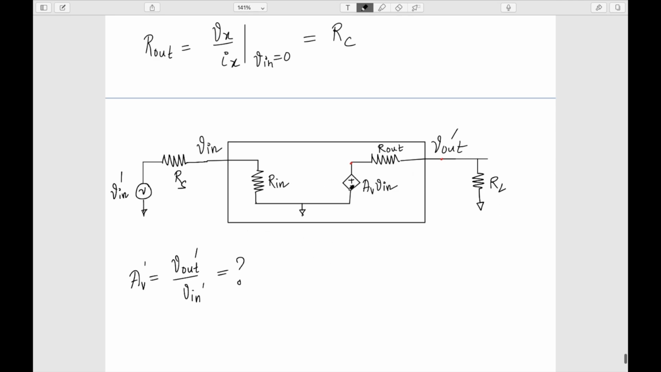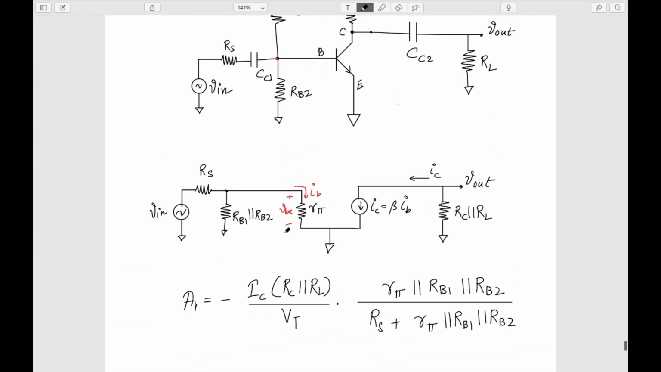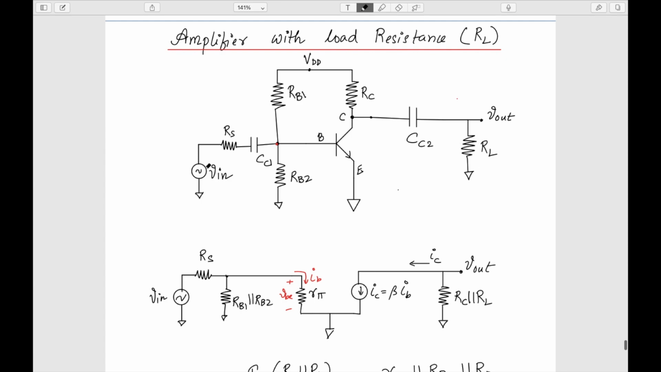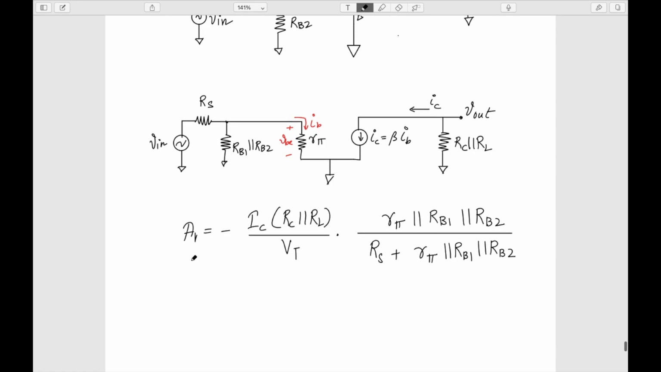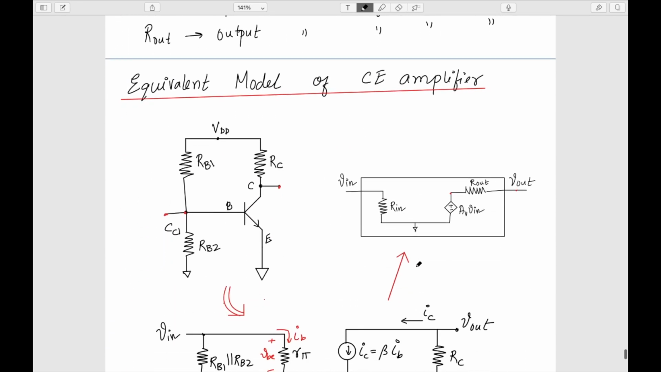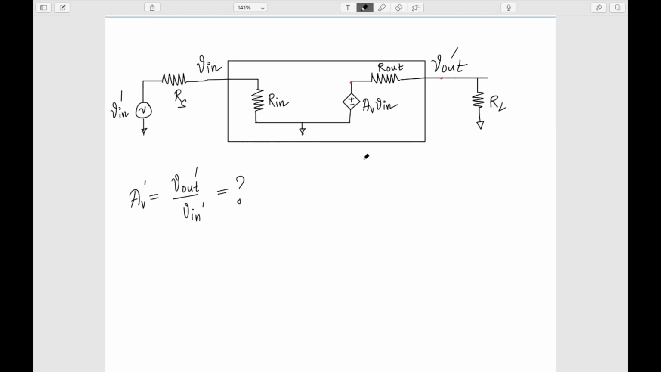So basically this configuration will be the same as the one that we have discussed here, with the load resistance RL as well as the source resistance Rs. So I am supposed to get the same gain expression even using the equivalent model.